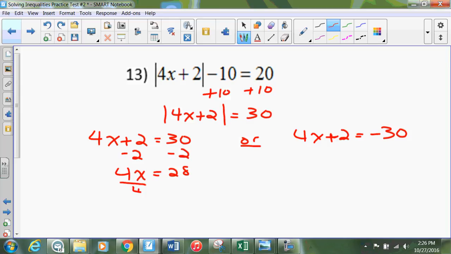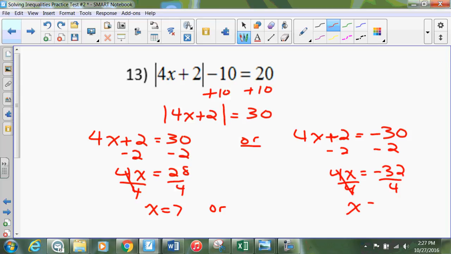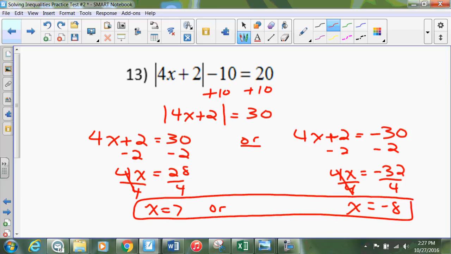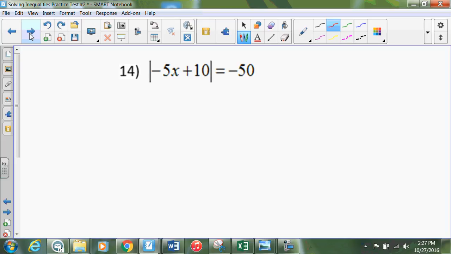Okay, we're going to divide both sides by 4, so we get that x is equal to 7, or we're going to come over here. We'll get 4x equals -32. All right, so we've got x equals 7, or x equals -8. And one more absolute value sign. Oh my goodness, we haven't seen this before, have we?